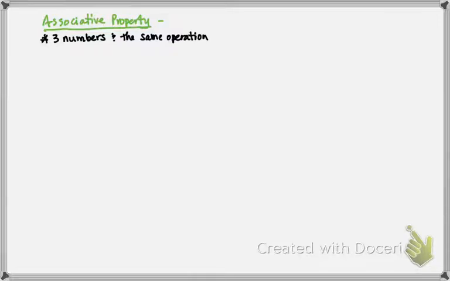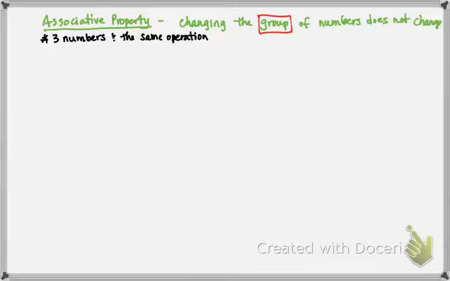But let's get back to that definition here. And the associative property says changing the group, put that in red, very important again, changing the group of numbers does not change the answer.